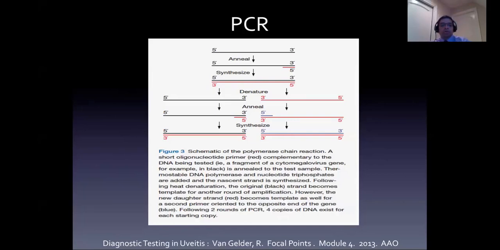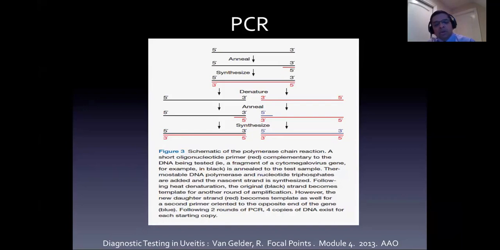We can also use, if we're still suspicious of infectious etiologies and we want to look specifically for underlying pathogens in the aqueous fluid or vitreous fluid, many of us now rely on the use of polymerase chain reaction testing. PCR testing can be very, very useful if you suspect that the patient has viral disease such as HSV, VZV, CMV, if they have toxoplasmosis.